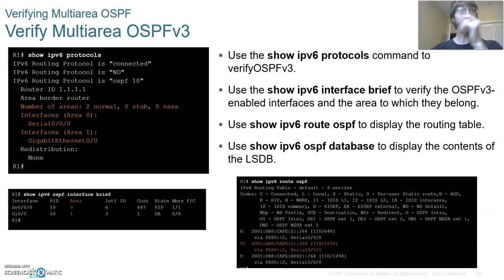With OSPFv2, OIA indicates an inter-area route. With OSPFv3, it's OI. OI says it's an inter-area route. O is just an intra-area route. And again, you've got your interface and interface brief. You see your costs, your interface IDs, neighbors, all of it.